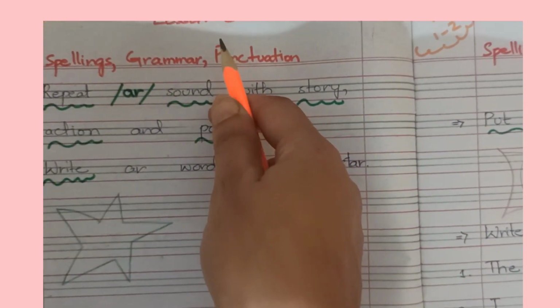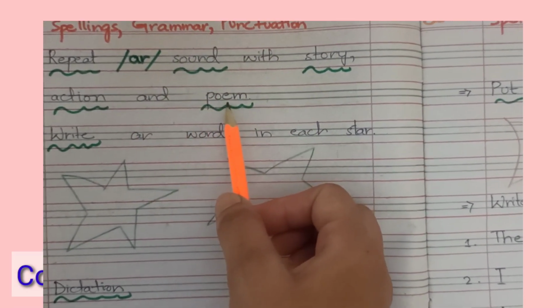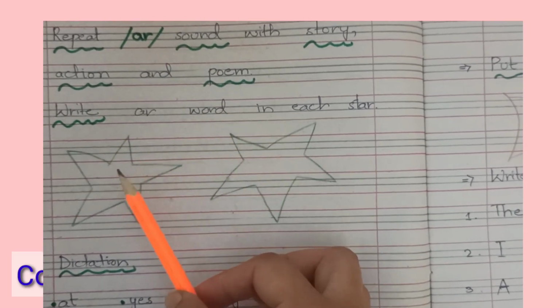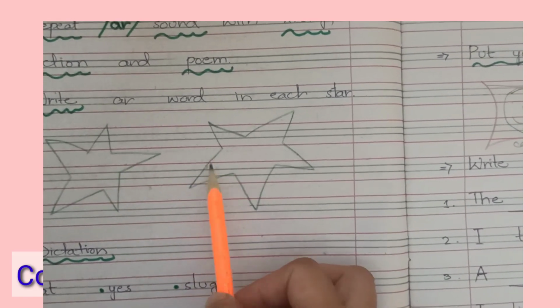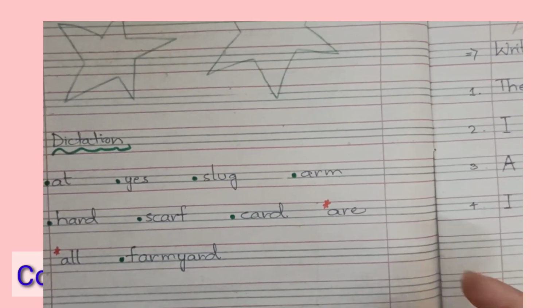Now the lesson number 8. Repeat R sound with story, action and poem. Ask your child or student to write R words in each star. For example, star, hard, far, and there are many other examples.